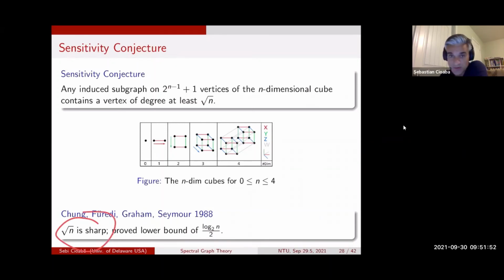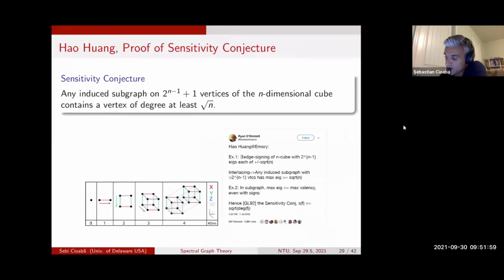It was known from the 80s in this paper by these big names, Chung, Füredi, Graham, and Seymour. And Hao Huang is a professor at Emory, proved this result and proved this conjecture. And this is a short paper in the Annals of Math that everybody should know in combinatorics.